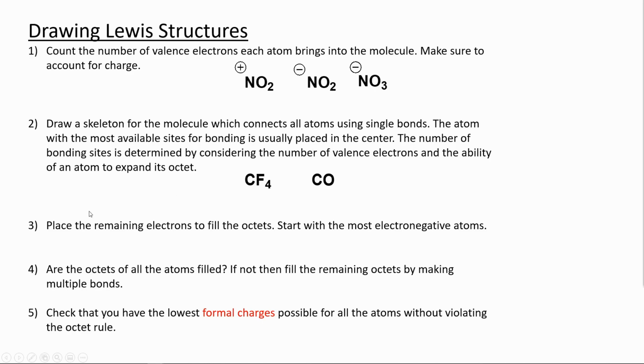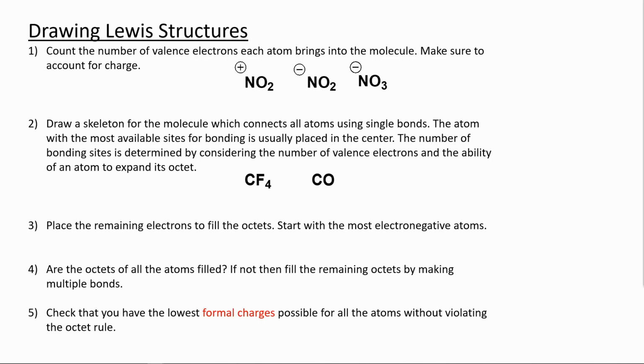Then we're going to take the remaining electrons after we've written out the single bonds that connect the skeleton, and we're going to start filling in octets. Every atom should have 8 electrons around it, whether they come in the form of bonds or in the form of electron lone pairs. So we'll start with the most electronegative atom and fill in those octets.